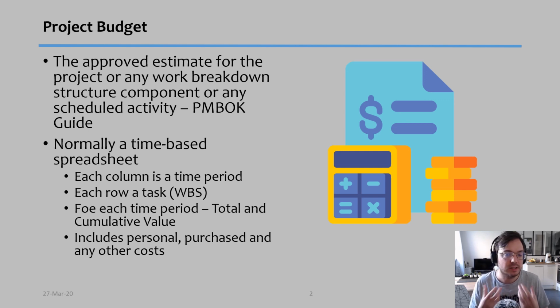And obviously on this budget you have to include the two big components of cost plus one extra: the cost of materials, or anything that you need to buy for the project; the cost of labor; and obviously any other costs you might have as well need to be incorporated in the budget.